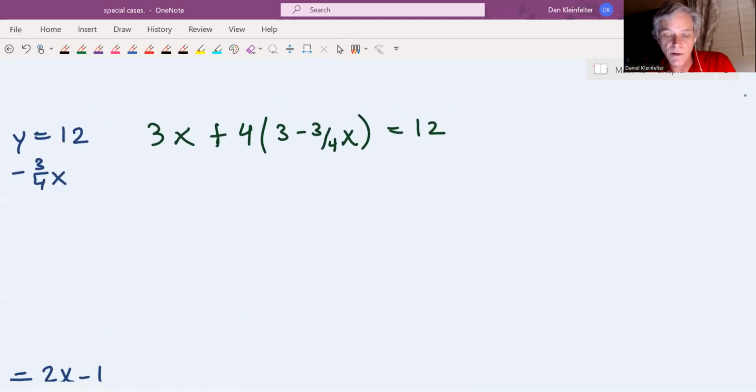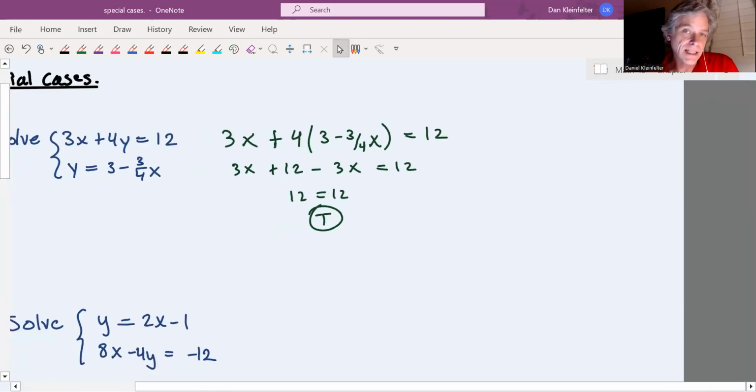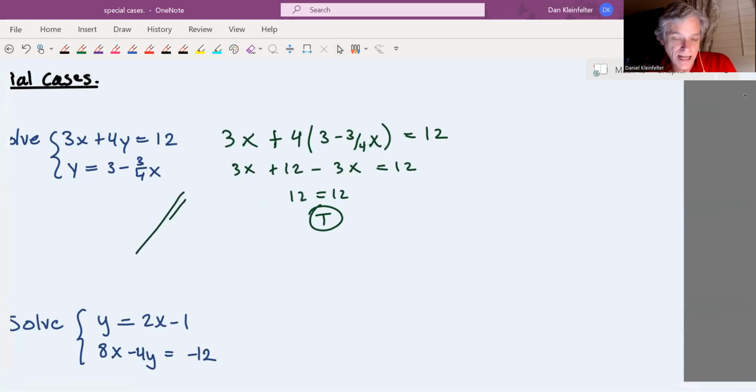We have just x's in our equation. We'll have 3x plus 12 minus 3x equals 12. 3x and minus 3x add to 0, and we have 12 equals 12. When you end up with a statement like that that is always true and no more variables are in it, then that is the case where you have the infinitely many solutions. If you graph the 2 lines, they're going to lie exactly on top of each other. Okay, that is the consistent system dependent equations case. So this one has infinitely many solutions.